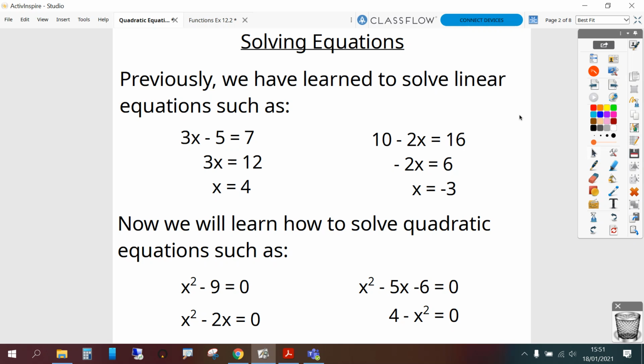Previously, we have learned to solve linear equations such as 3x minus 5 equals 7 and 10 minus 2x equals 16 using balancing. Now we're going to learn how to solve quadratic equations which involve an x squared term. And we're doing this first of all using a graphical method before we learn about an algebraic method in the next presentation.